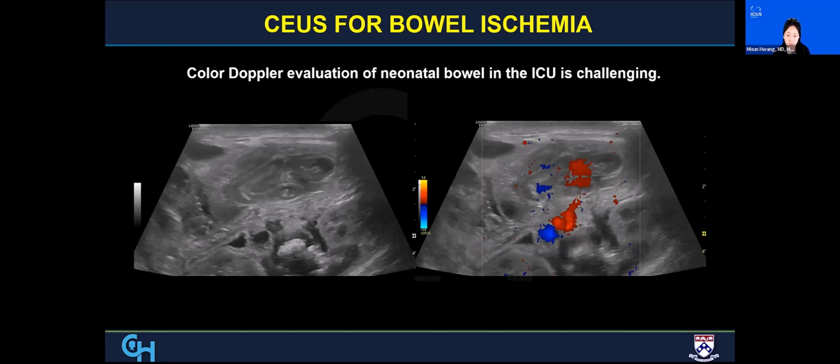And this is one of the cases that I really wanted to show. So this on the left side is a grayscale image of the infant abdomen. And on the right is a color Doppler overlay. You have some flow, whether it's in the mesentery or whether it's in the bowel wall, it's very unclear. And why? Because the infant was connected to an external oscillator. So what's happening is that the oscillation is creating all these Doppler artifacts. And so it's really, really hard to detect bowel ischemia in this case.